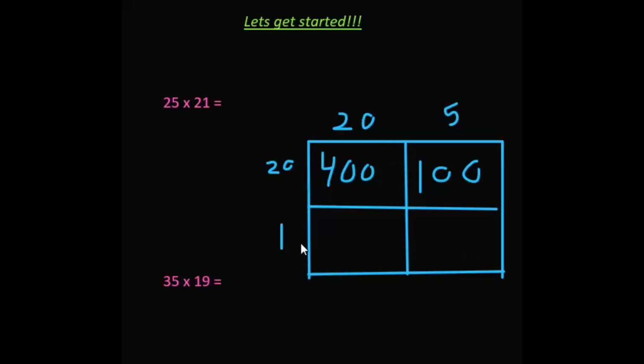Now we have to do 1 times 20, because they both meet up in this square, so we're going to write it down in this square. 20 times 1 equals 20. 1 times 5 is the only one left, so we're going to write that down here. 1 times 5 equals 5. Anything times 1 equals itself. And now we have all of our numbers here.